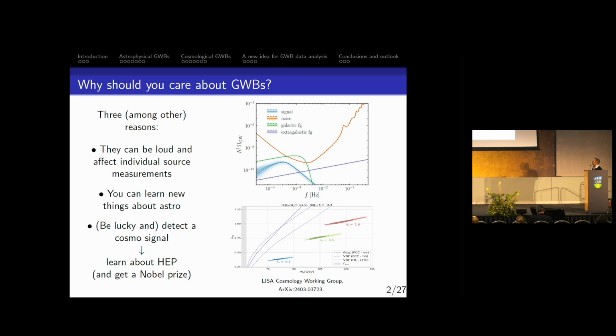Third thing, which to me is the most interesting. If we do measure something coming from cosmo, we learn things about high-energy physics, and hopefully someone in this room gets a Nobel Prize.